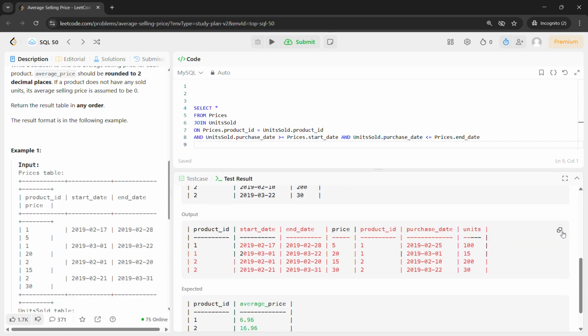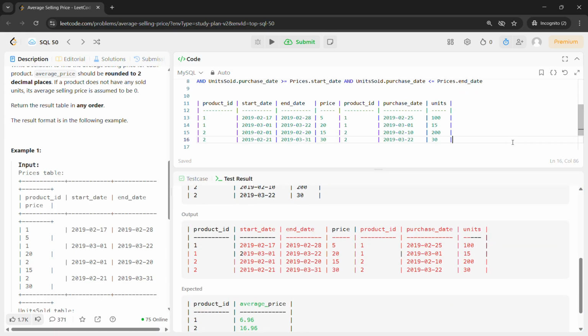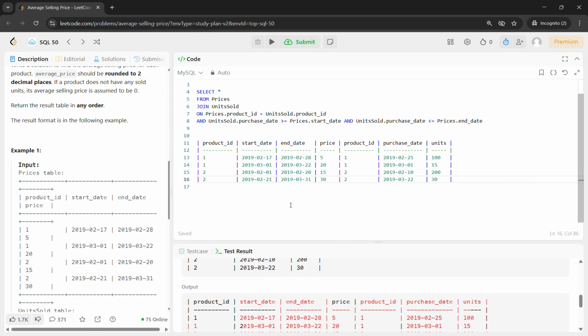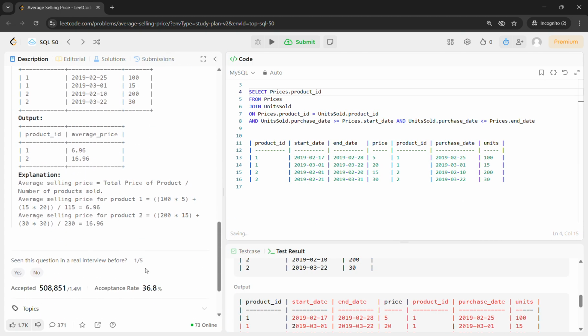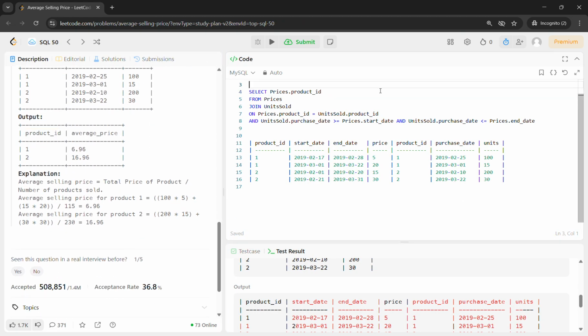So now we have these four values, right? Product ID, start date, end date, the price was 5 and 100 units were sold. Same way, during this time period the price was 20 and 15 units were sold. Now we will start writing. We need product ID here, product ID from prices dot product ID, right? If you see here, I need product ID, and how will I find the average?